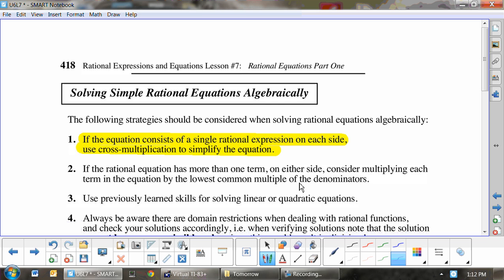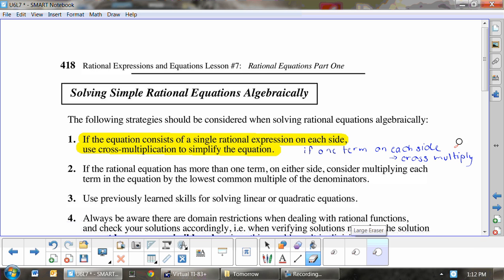And I find their notes in this section really wordy, so just take your pencil and write, if one term on each side, cross multiply. Okay? And so we'll do an example of this as well.